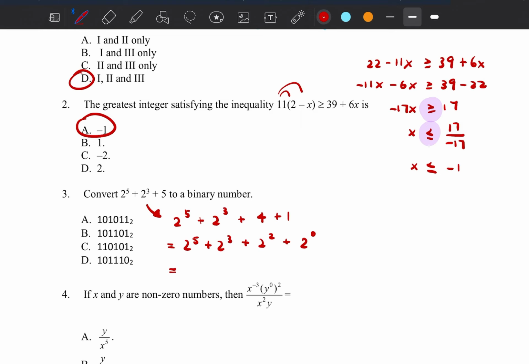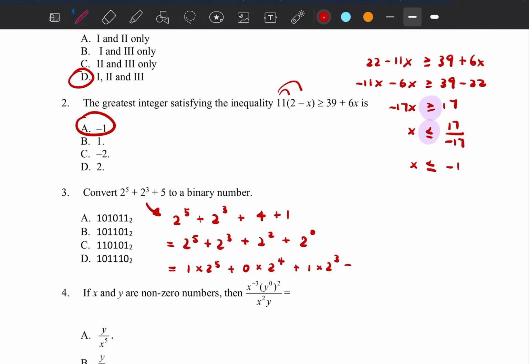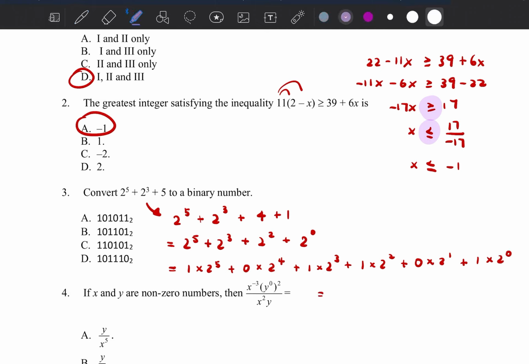Once you got this, all you have to do is list out the whole thing. Make sure if you got 2 to the power of 5, you put a 1 there. If you don't have it, put 0. So according to 2 to the power of 5, 2 to the power of 4, and then 3, 2, 1, 0, write it all out, okay? Do not miss out any of those. You got 2 to the power of 3, so it's a 1. You got 2 to the power of 2, so it's 1. You do not have 2 to the power of 1, so there's nothing. You got 2 to the power of 0, so you got 1. Now all you have to do is put them all down: 1, 0, 1, 1, 0, 1.